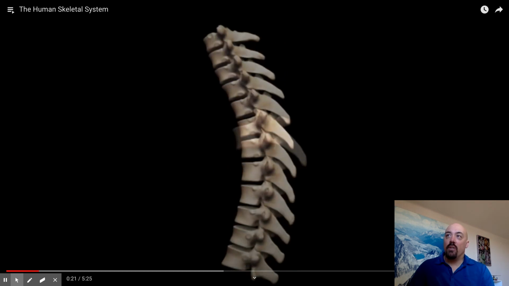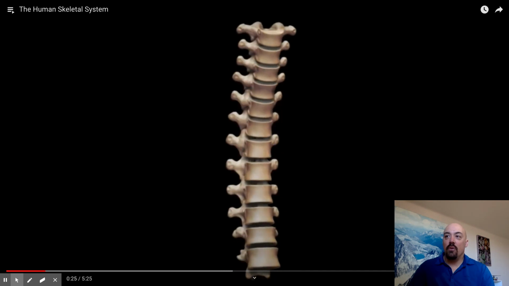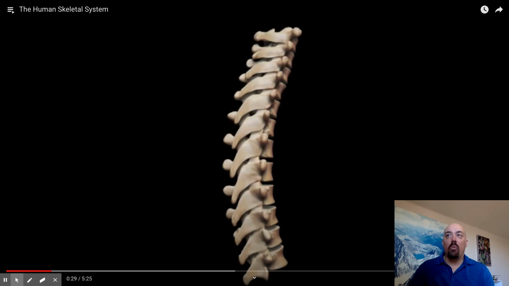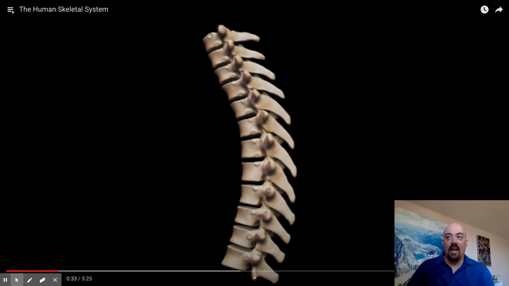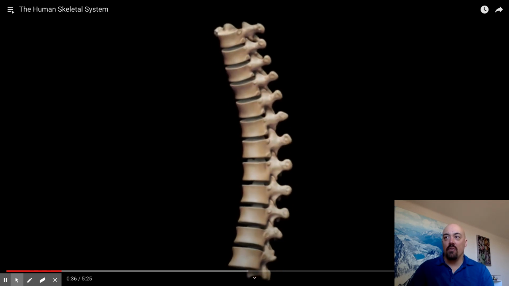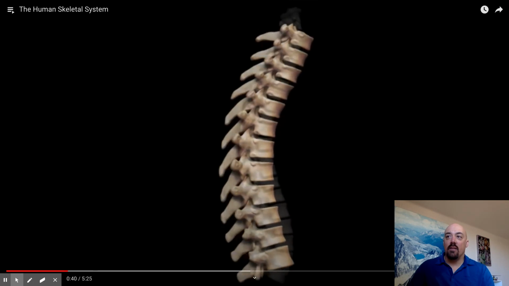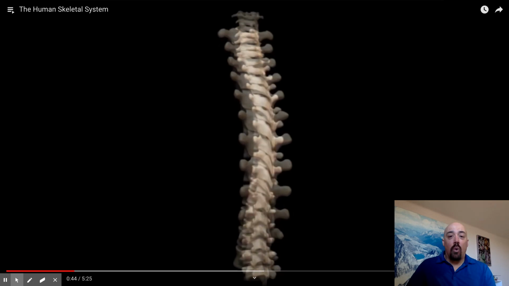We call the first one T1 for the first thoracic, the second one T2 for the second thoracic, T3, T4, T5. These are where our ribs attach. All these areas in the back are where the muscles attach, and these are called our processes: transverse processes on the sides, and spinous processes, which is what you feel of the spine. So that's just one part of it.